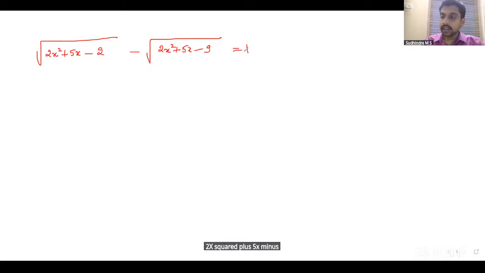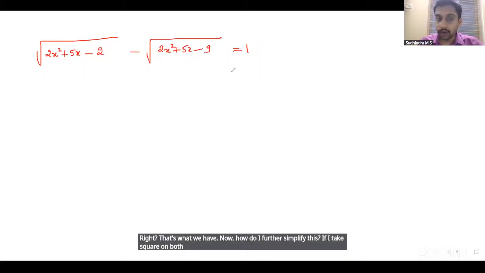Now we have square root of 2x square plus 5x minus 2 minus square root of 2x square plus 5x minus 9 is equal to 1. Right, that's what we have. Now, how do I further simplify this? If I take square on both sides, it will be a mess: a minus b the whole square, a square plus b square minus 2ab formula.